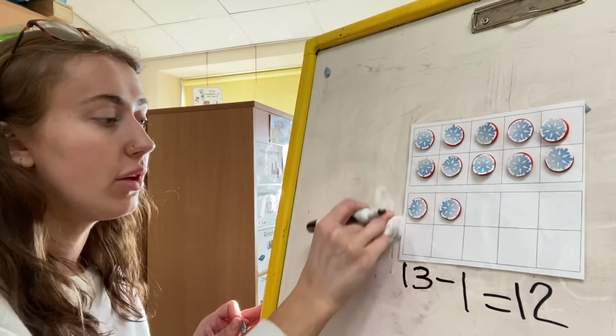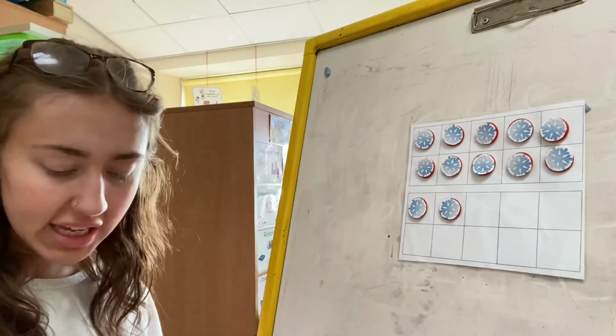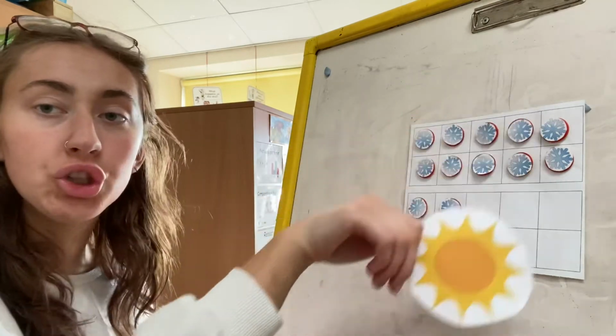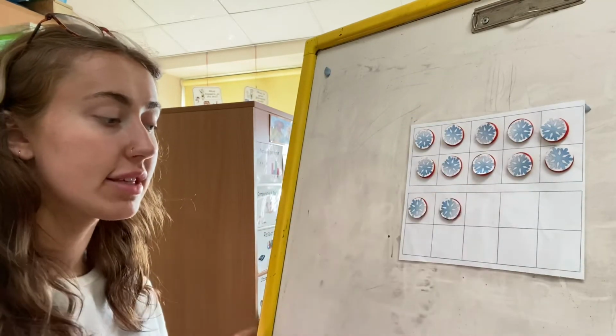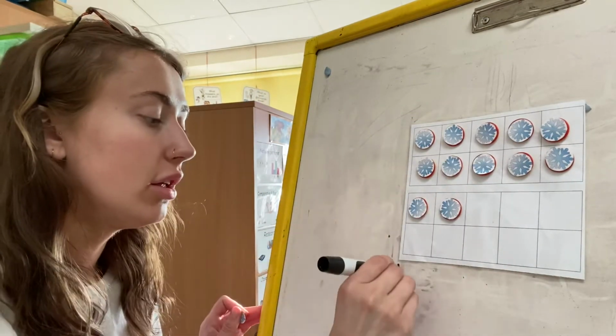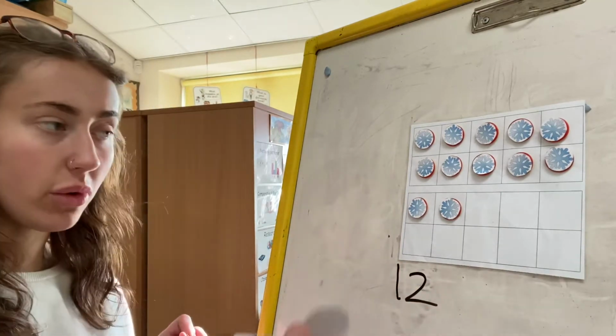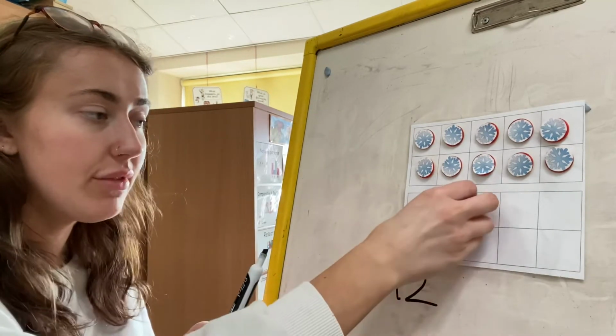Let's have another go. But what if the sun came out again and it melted away 2 more of our snowflakes? At the minute we have 12. But if the sun came out and it melted away another 2 of our snowflakes.